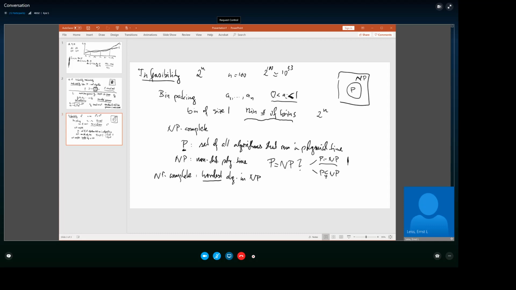So, let's just take bin packing. Bin packing happens to be NP complete. So if you could find an algorithm that solved bin packing in polynomial time, you would now have shown that P is equal to NP. Does that clarify it? Yes.